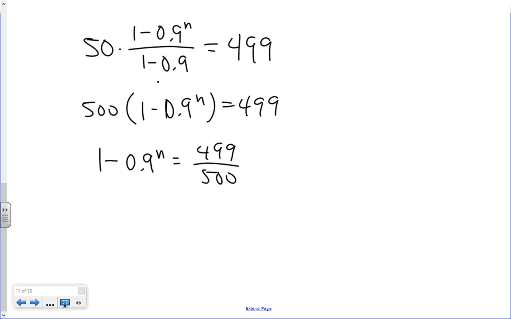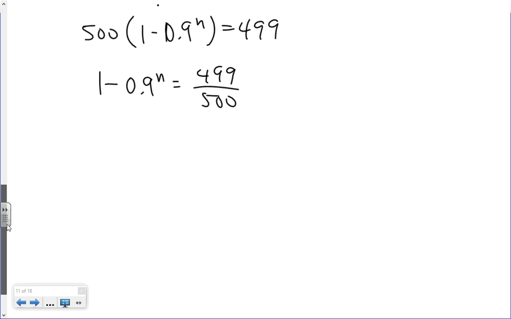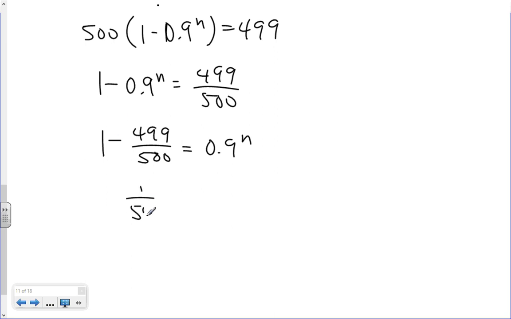And now let's solve for the n. We've done this now several times, so hopefully we're getting the hang of this. This is going to involve logarithms. Let me move the 0.9 to the nth power to the other side so it becomes positive, and I'll subtract this guy here. So I've got 1 minus 499 over 500 equals 0.9 to the nth power. I guess that's a little different than how we've done some of the others, but nonetheless, when I subtract these two on the left, I get 1 over 500. That's easy to subtract then.